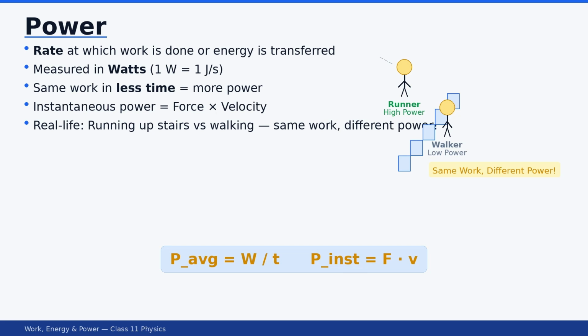Power is the rate at which work is done. Average power is work divided by time, measured in watts. 1 watt equals 1 joule per second. Instantaneous power is force times velocity. Two people climbing the same stairs do the same work against gravity, but the one who runs up in 5 seconds has 4 times more power than the one who walks up in 20 seconds. Power is about how quickly you can get the job done.